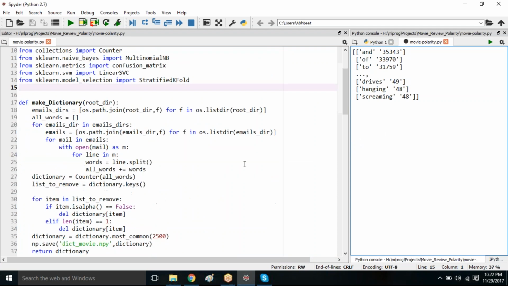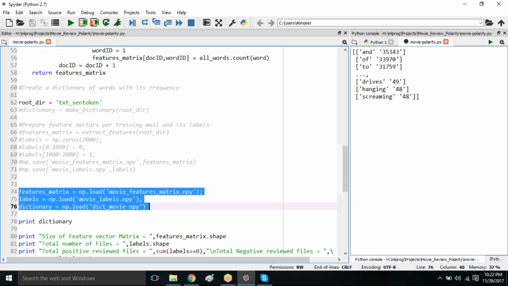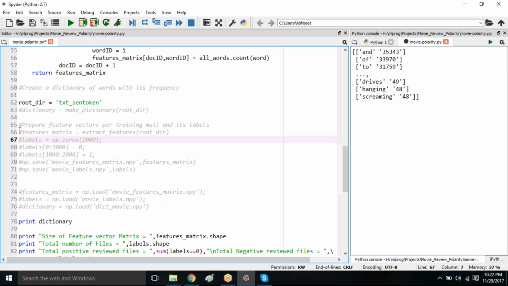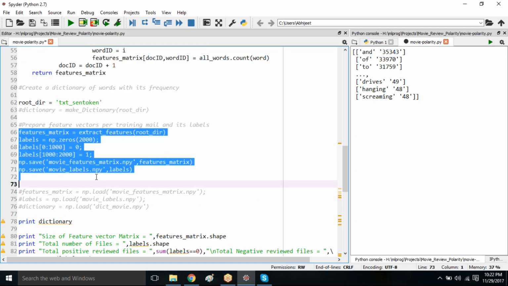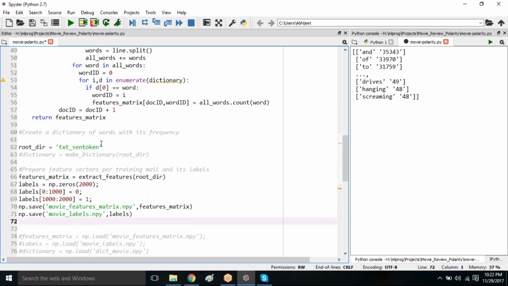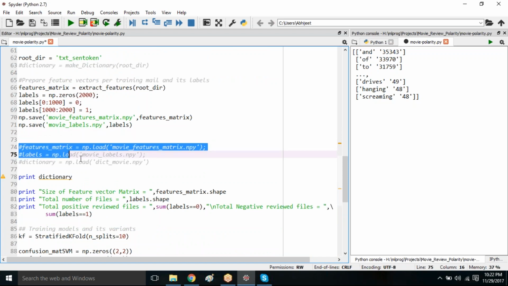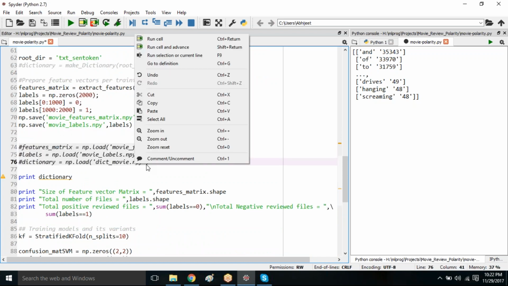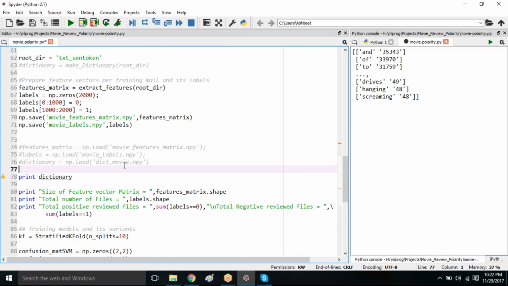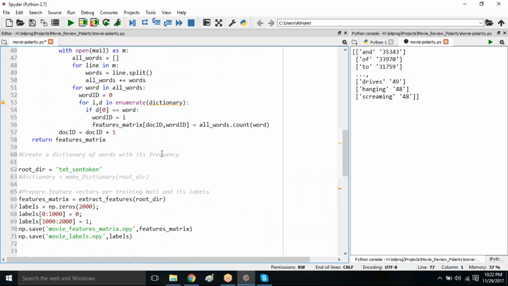Now the second thing which we do is, this dictionary we are using here.